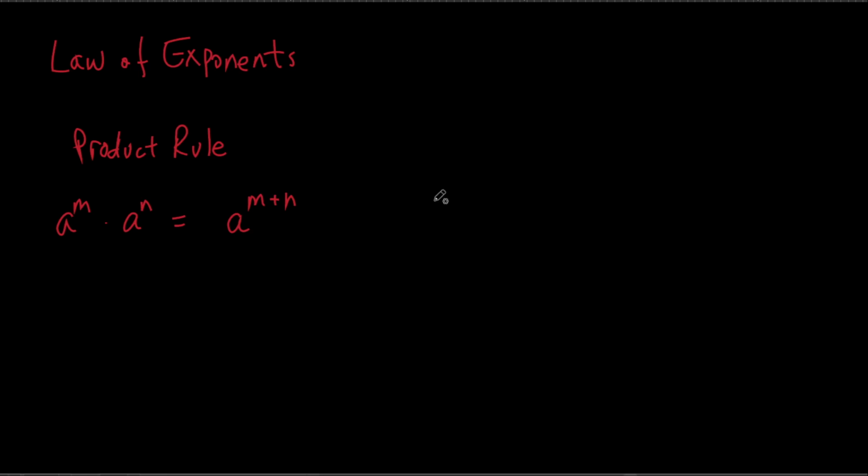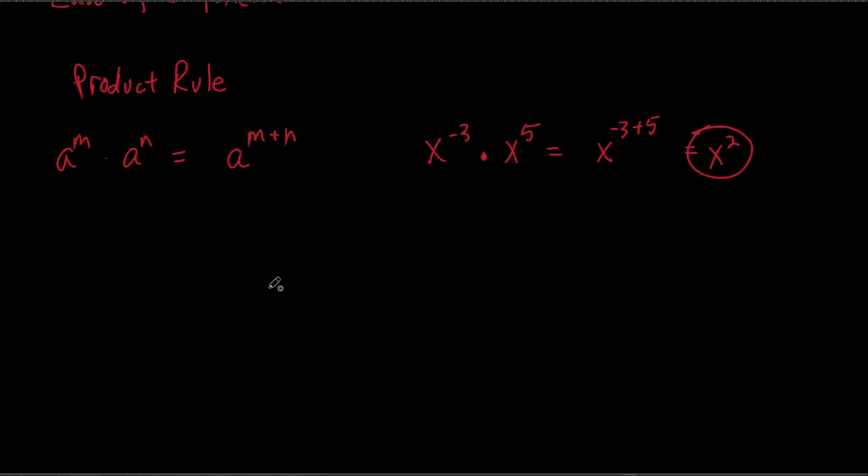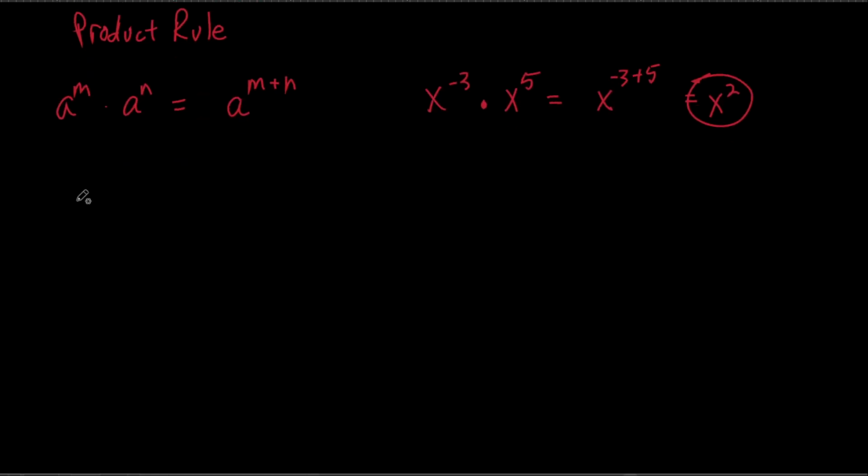Let's do a quick little example. What if I have x to the negative 3 times x to the positive 5? And again, this is a multiplication problem. It has the same base. This only works if you have the same base. X is our base, so we keep the base the same. What do we do with the exponents? Negative 3 plus 5, and then that is x to the second, or x squared. So that's the product rule. I'm sure you've seen that since Algebra 1, so we'll continue.